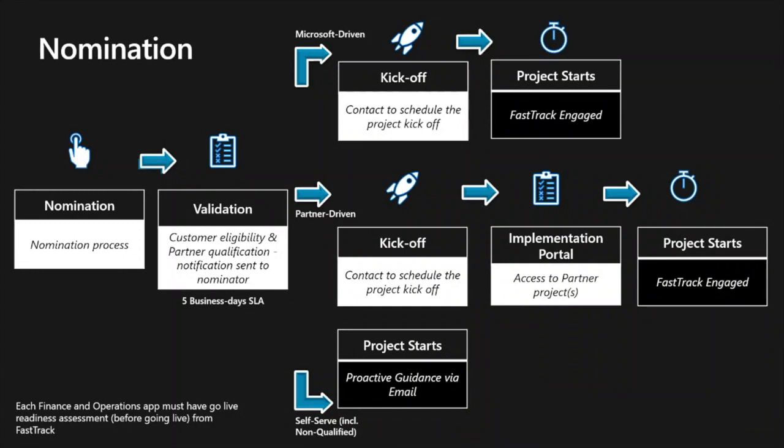Now, both of them will have a kickoff where the partner-led engagement also will get access to the FastTrack implementation portal. For the projects that are not qualified, they will land on self-serve. And here we do offer proactive guidance through emails. For each finance and operations apps, there is a required go-live assessment before production is released. The FastTrack will look at the information you provide through project onboarding to know when you plan to actually go live. And we will be sending you the necessary information on what are the next steps.